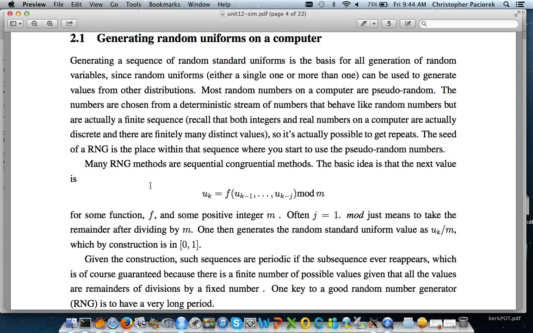Okay, so the question is, how do we actually figure out a recipe for doing this? A standard way is as follows. Suppose I have some initial set of numbers, going back j values in the history, up to u_{k-1}. How do I generate the next one, the kth value? Well, I apply some function f to these numbers, and then I divide by m and take the remainder. That's the recipe for generating these pseudo-random numbers.